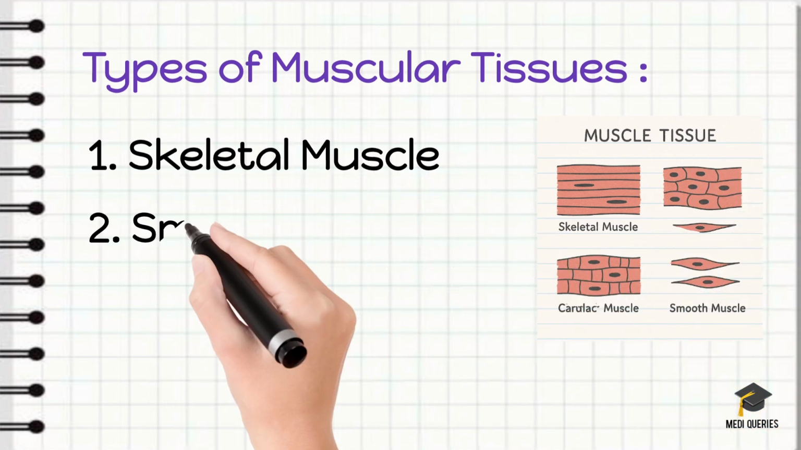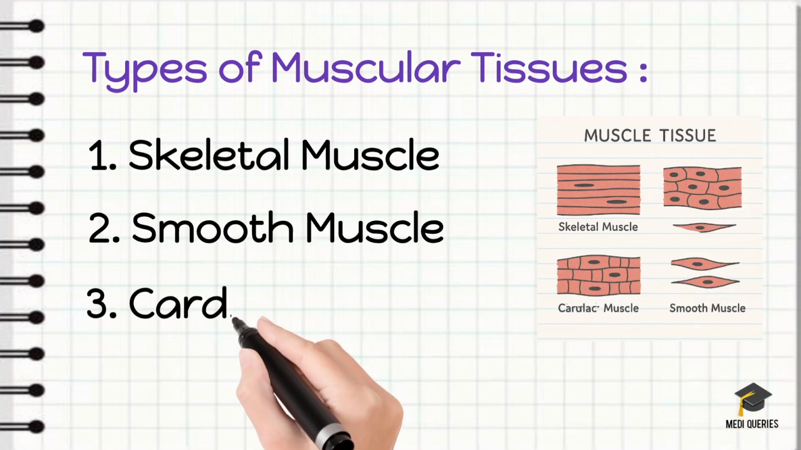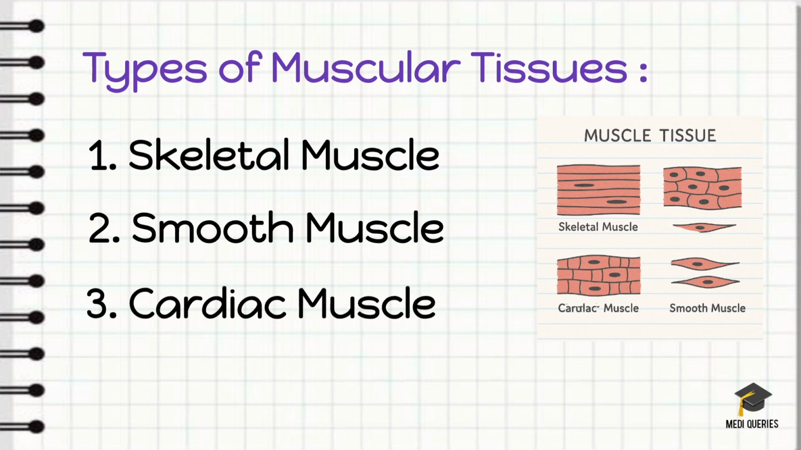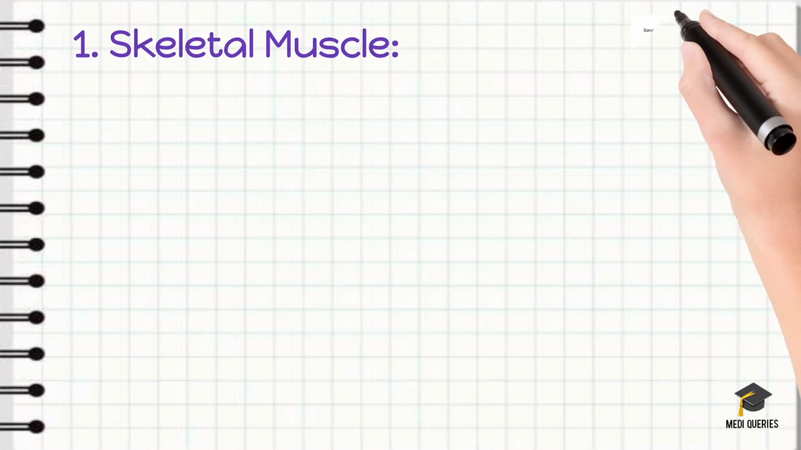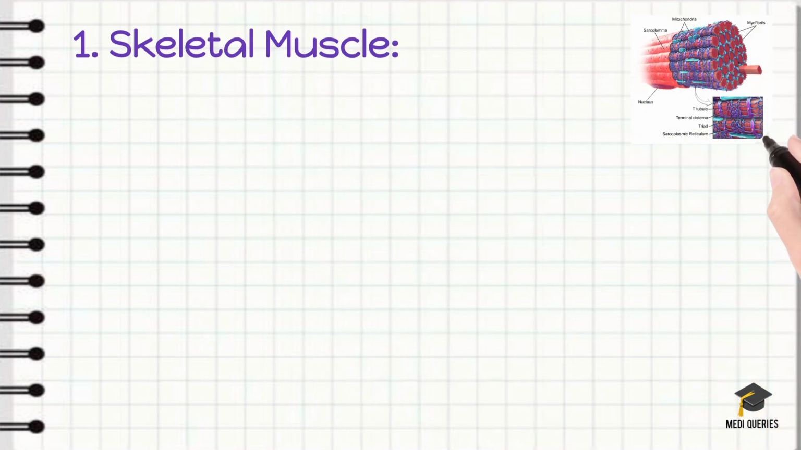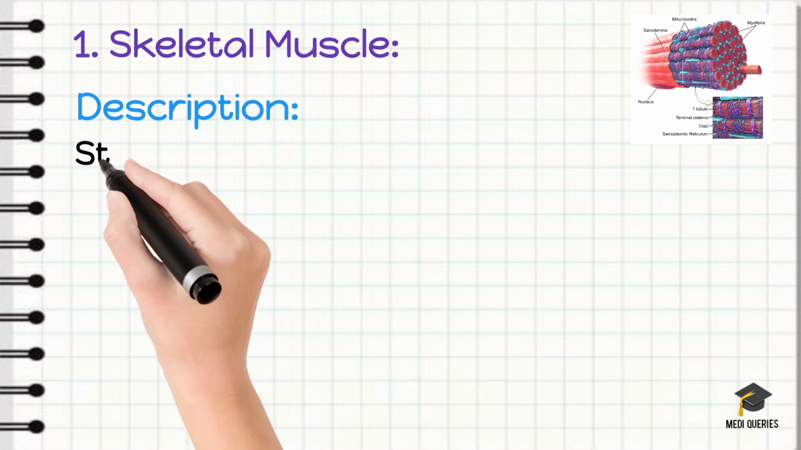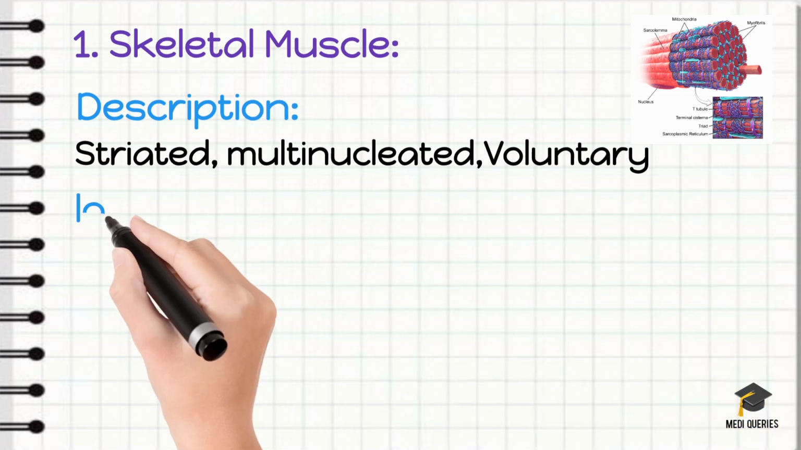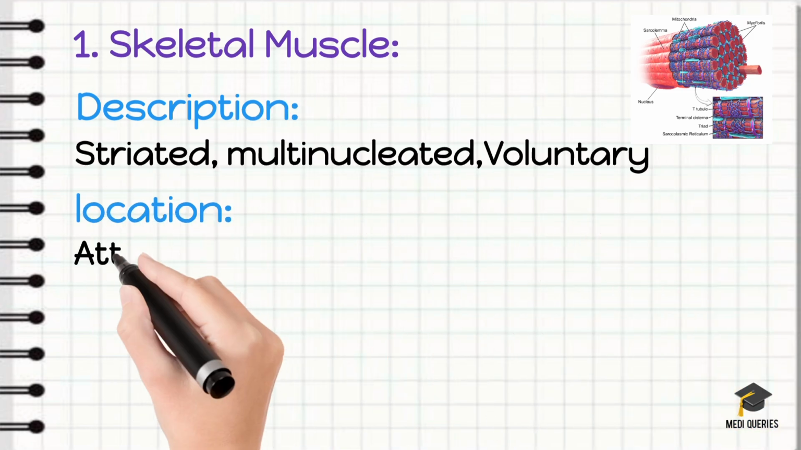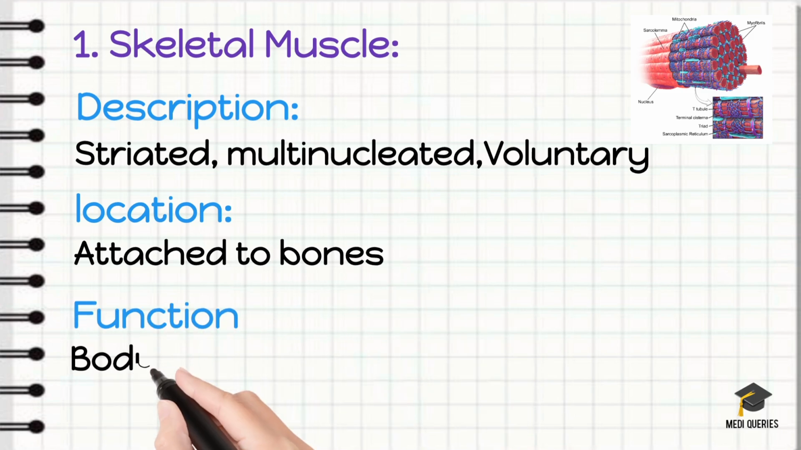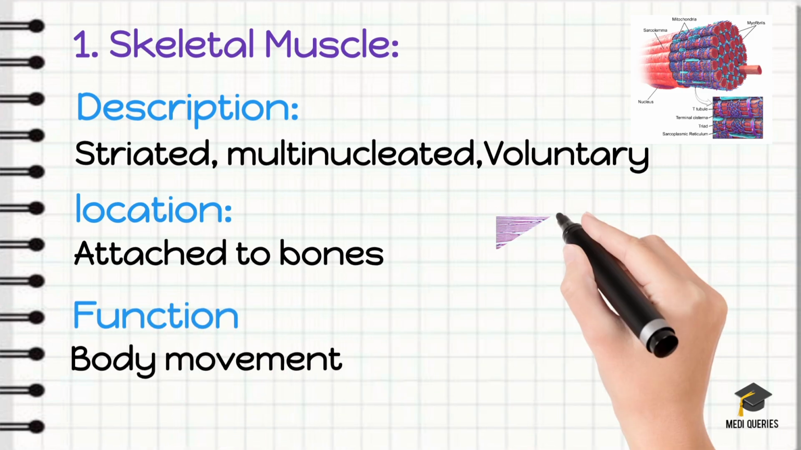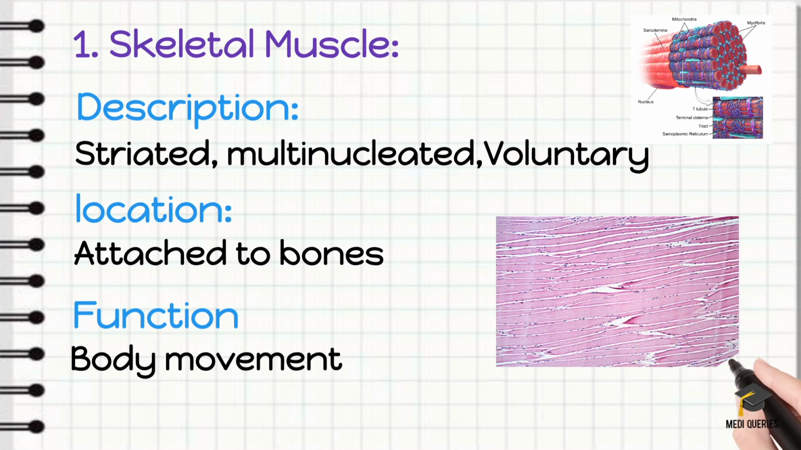Okay, so coming to the types, it has mainly three types of muscles, that is the skeletal muscles, smooth muscles and cardiac muscles. So coming to the appearance of the skeletal muscle, it is striated and multinucleated, and it has voluntary control, and it is mainly located attached to the bones. The main function of the skeletal muscle is body movements.